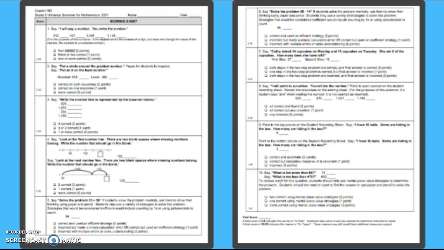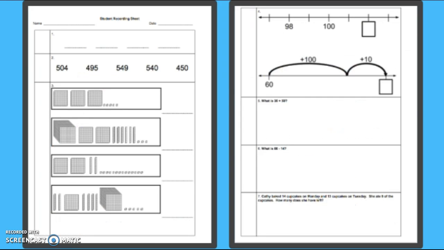Questions 7 through 10 were given individually, and those are things that we sat down one-on-one with your child and we asked them those questions, and that gave us some good insight to see, okay, how are they solving these problems? What are they doing if they're making a mistake? Is it a little thing that's causing that mistake, or do they not understand the concept at all?